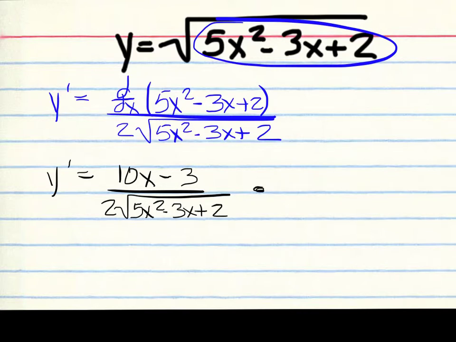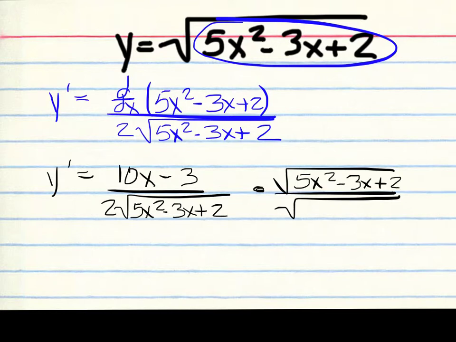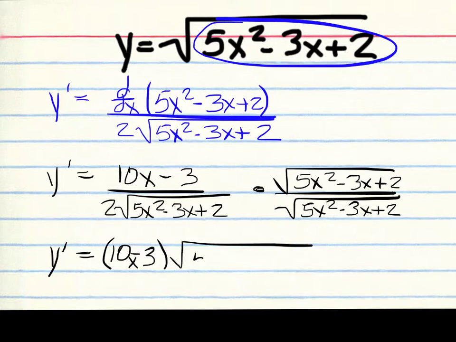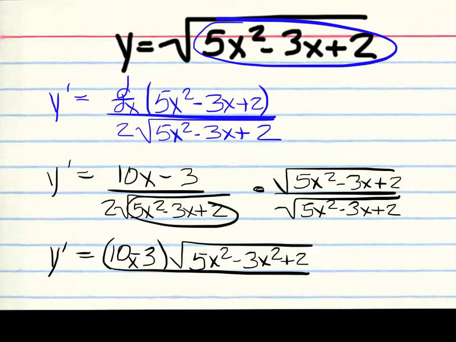And to simplify that, you multiply the top and the bottom by the square root of 5x squared minus 3x plus 2. Now on the top you'll have this, and you need to put it in parentheses, and then this. On the bottom you'll have 2 times just that item under the radical sign. So you can go ahead and multiply it to get 10x squared minus 6x plus 4.